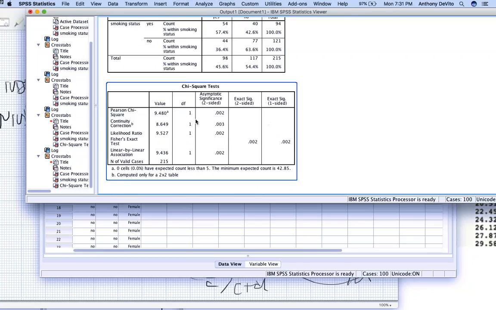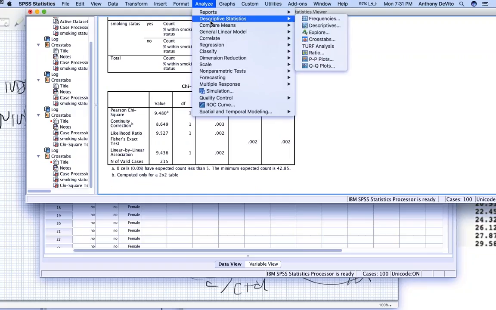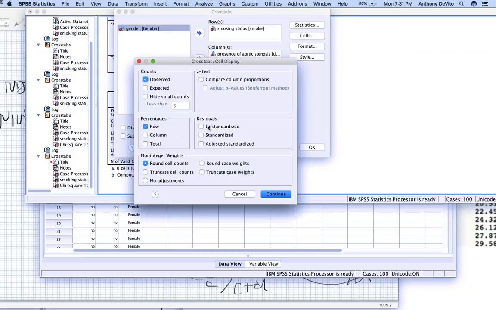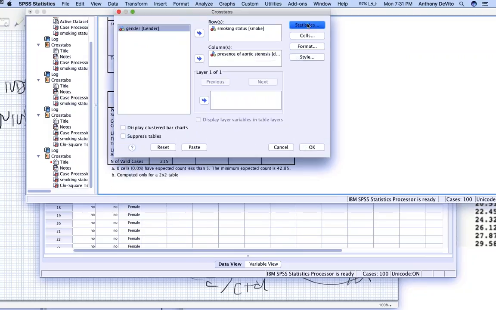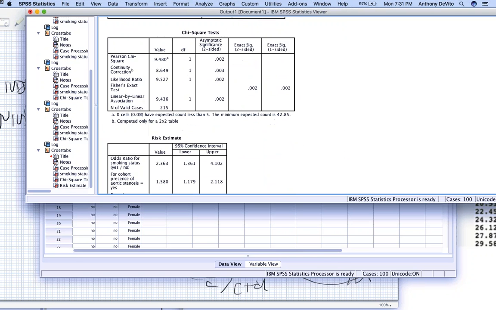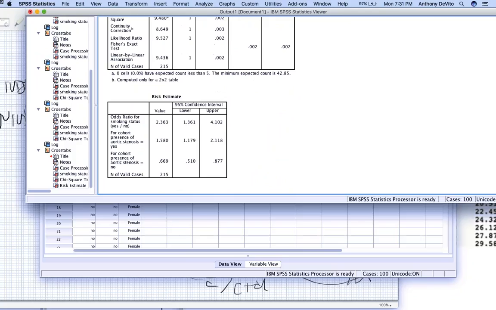If I scroll down here, I only see Pearson's chi-square. I have to go back to Analyze, Descriptive Statistics, Crosstabs. This time I'm going to turn on that calculation for risk. Statistics, risk, continue. Okay, let's take a look at this. I got the same calculation for chi-square as before, except we got a new box down here. Odds ratio for smoking status, yes or no? Our odds ratio is 2.36, and our confidence interval for that odds ratio is 1.361 to 4.1. So that does not include the number one.